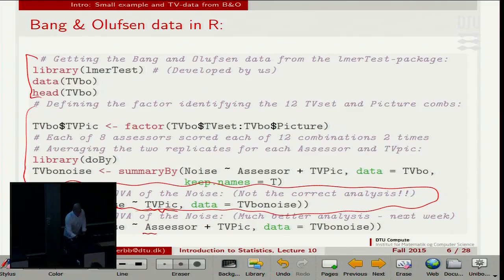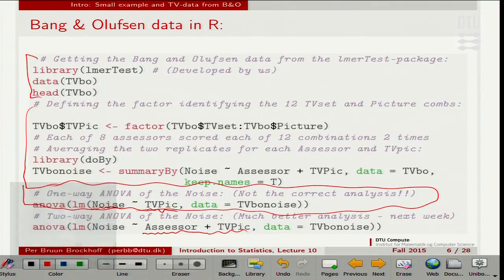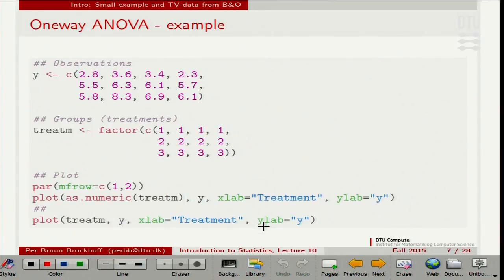And then next week, I'll teach you how to also take into account the challenge that some of the same people were used repeatedly on the same scoring. So you can actually improve your analysis by taking that into account. And you should, of course. So that's for next week. But let's get back to toy data. And then you can go play with the more realistic data.